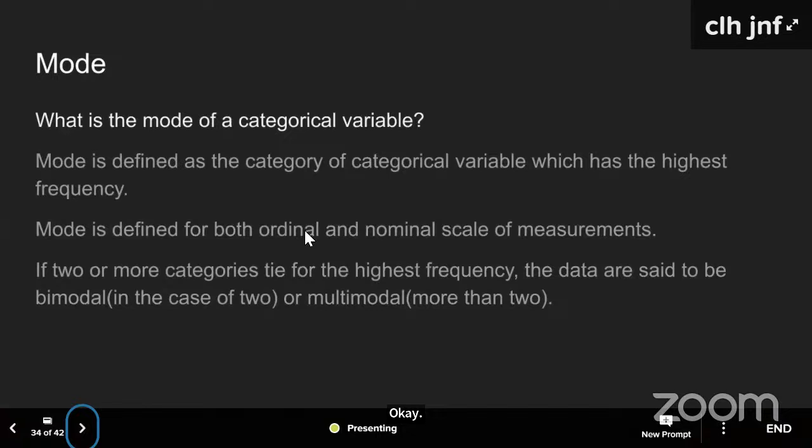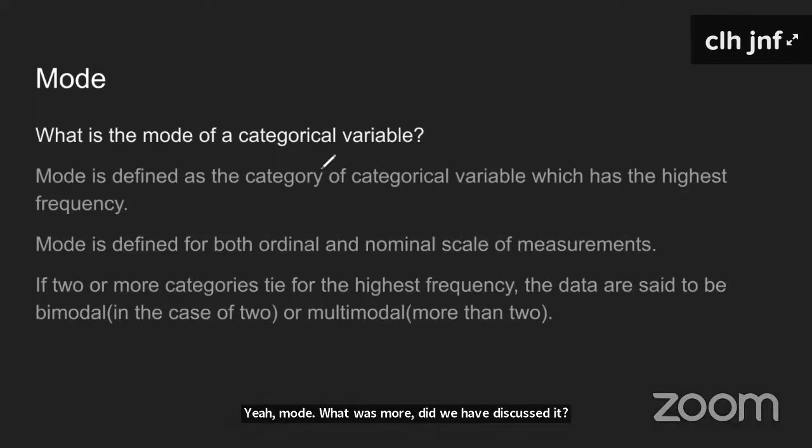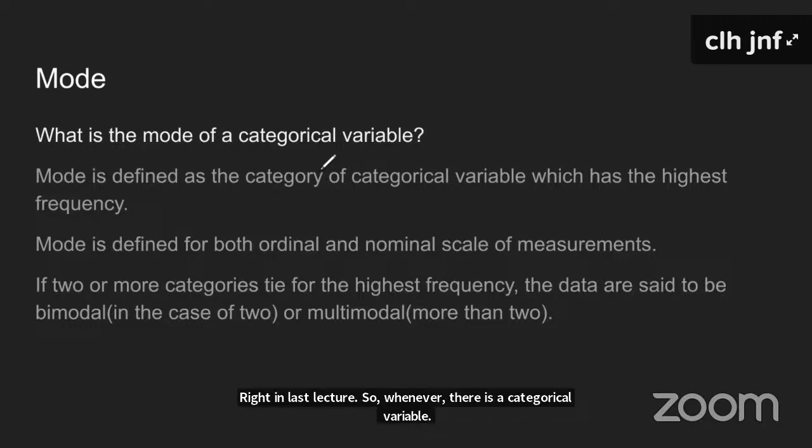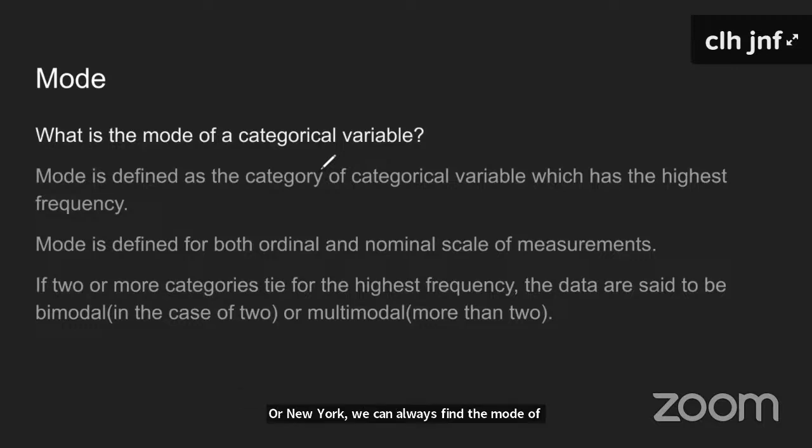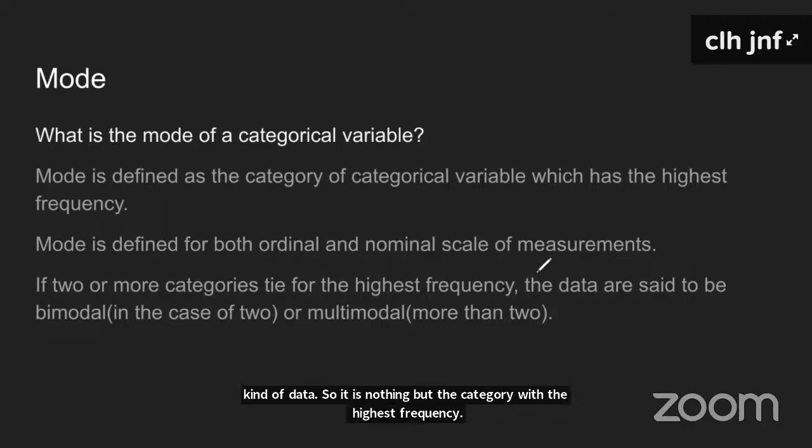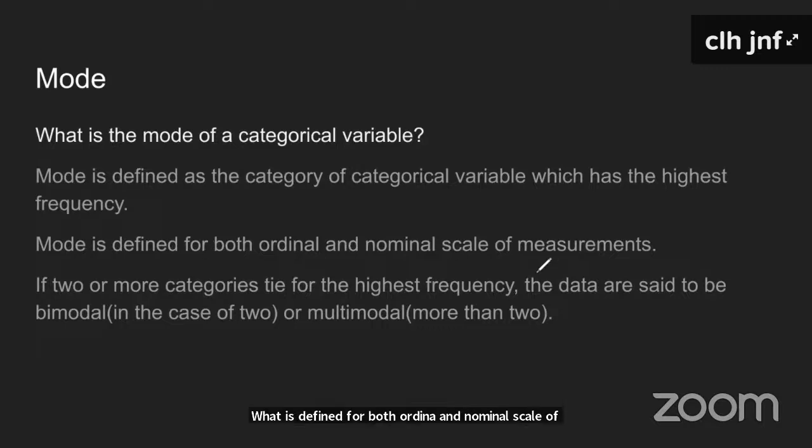So yeah, mode. What was mode? We have discussed this in the last lecture. Whenever there is a categorical or numerical variable, we can always find the mode of any kind of data. It is nothing but the category with the highest frequency. Mode is defined for both ordinal and nominal scales of measurement. If two or more categories tie for the highest frequency, the data are said to be bimodal or multimodal.